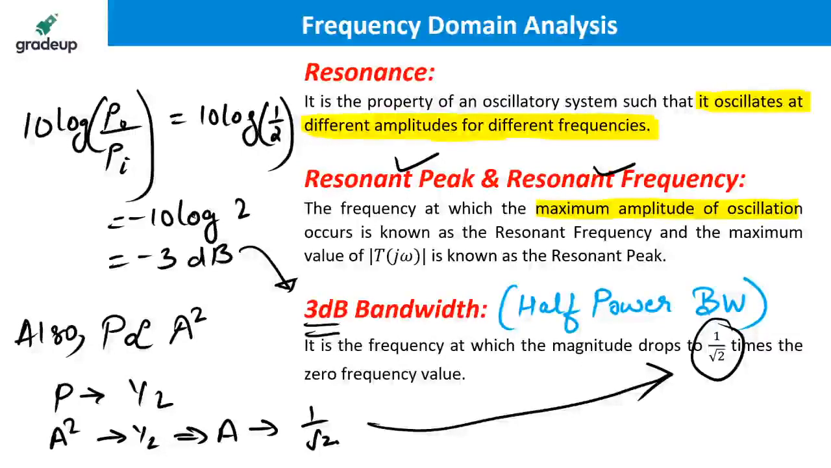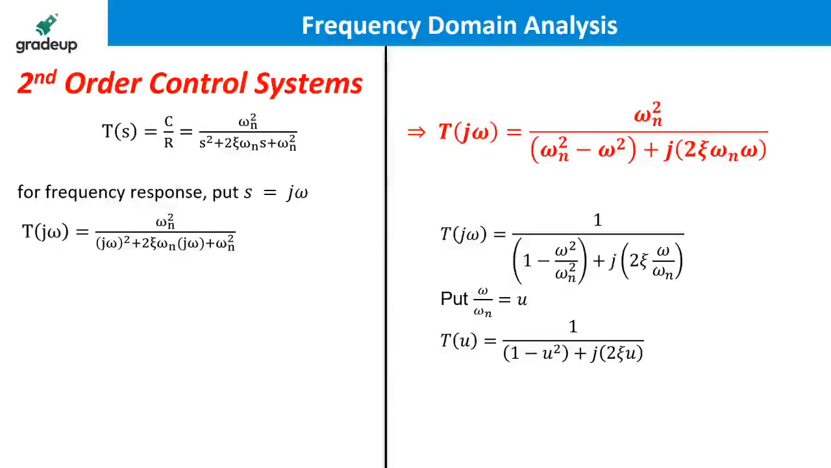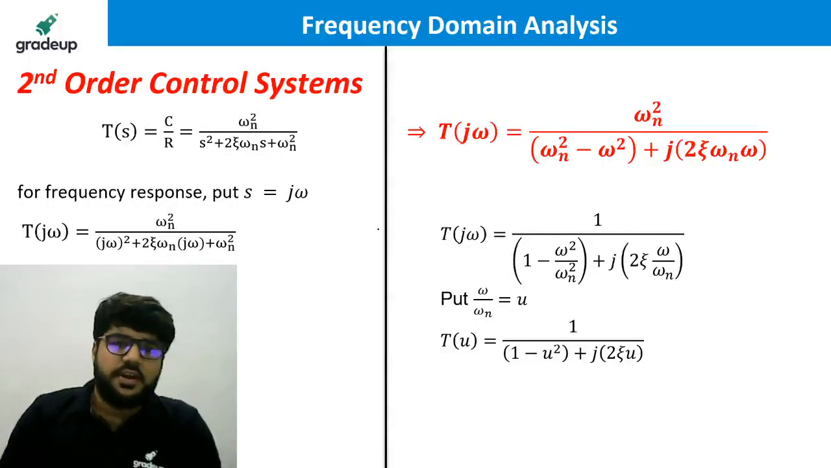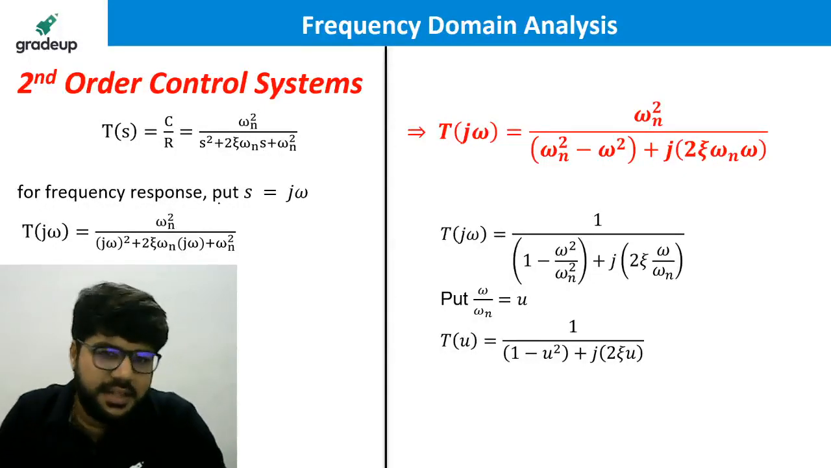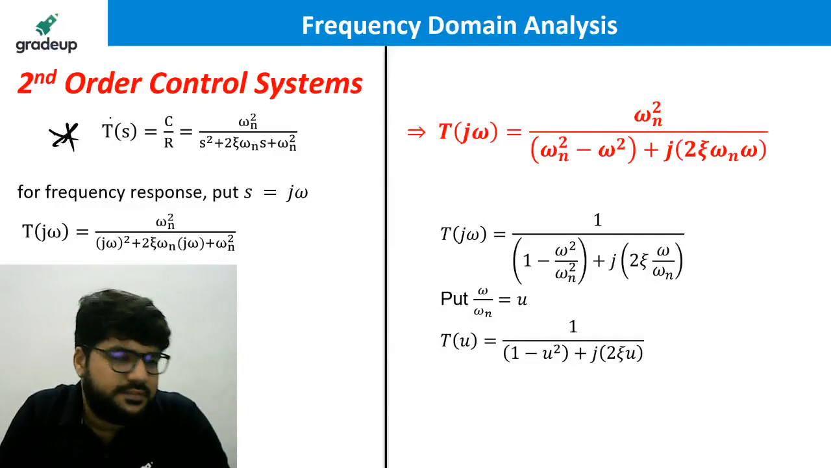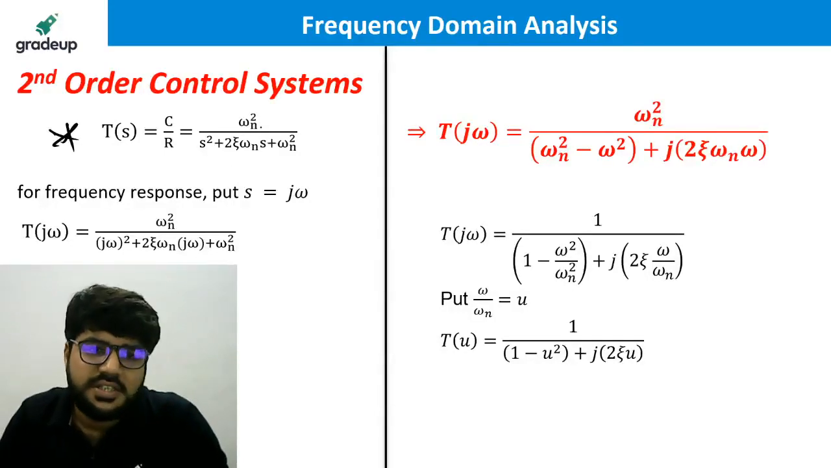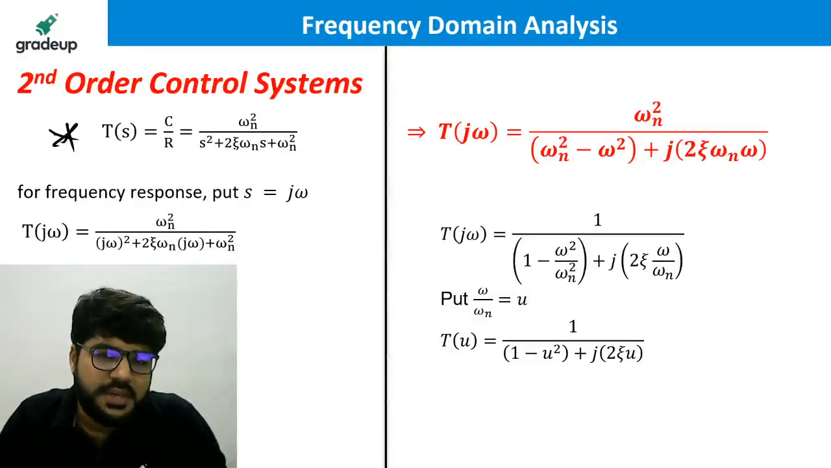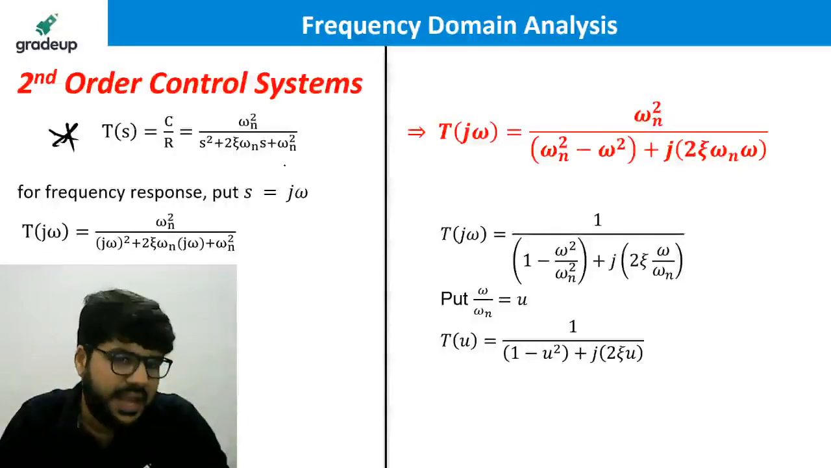Let's continue now. Hope you have taken your notes. So, starting the analysis for second order control systems, whose transfer function we already know, C by R. We have learned so much about the second order control system: omega n square upon s square plus 2 zeta omega n s plus omega n square.